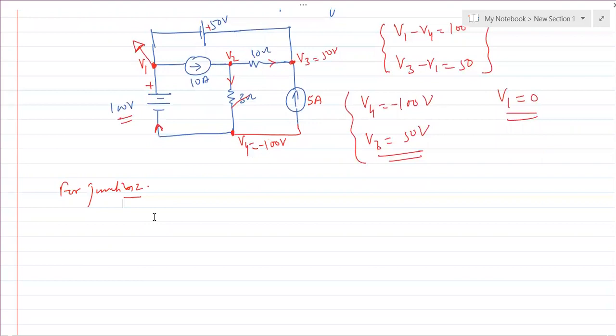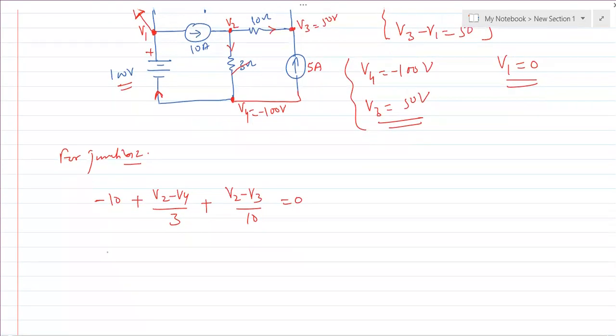For junction 2 the equation will be -10, that is the incoming current, plus (V2 minus V4) upon 3 plus (V2 minus V3) upon 10 is equal to 0. Let's put the values of V3 and V4 in this equation. We will have -10 plus (V2 plus 100) upon 3 plus (V2 minus 50) upon 10 is equal to 0.